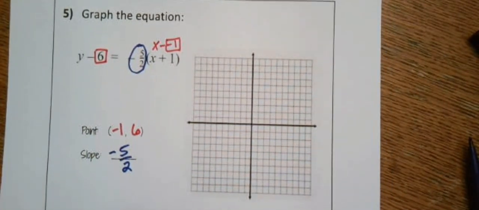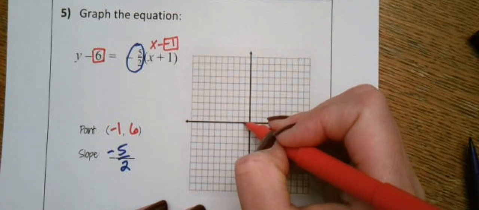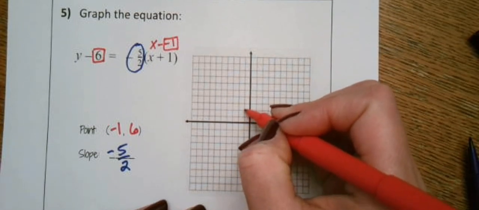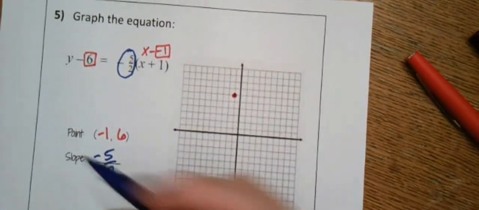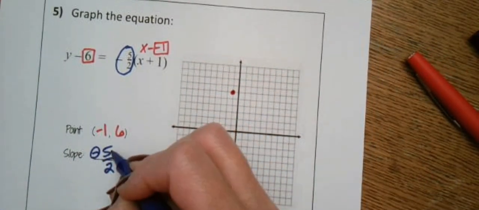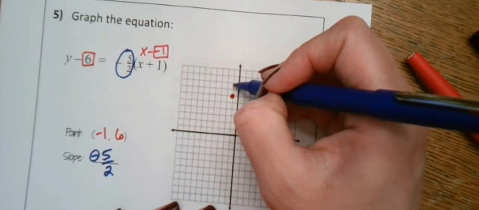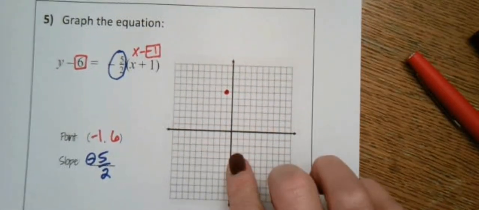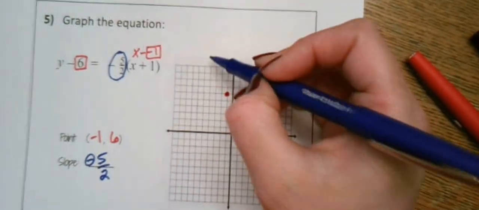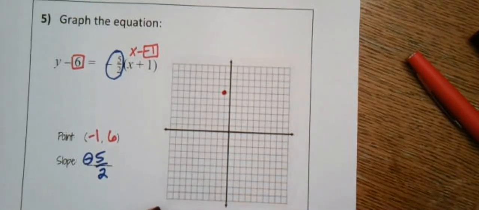Okay, so let's graph it. Point, -1 on the x and up 6. 2, 3, 4, 5, 6, right there. Okay, and then the slope is -5 halves, so it's negative. Rise is 5, run is 2. So if I rise 1, 2, 3, 4, 5, I'm off the graph. Can't do that on a computer if you're off the graph. It's not going to allow you to make a point. Okay, we need to be able to do this on a computer as well.